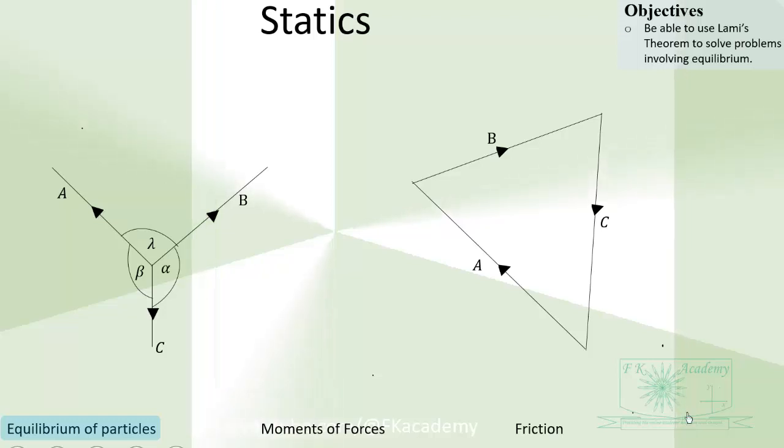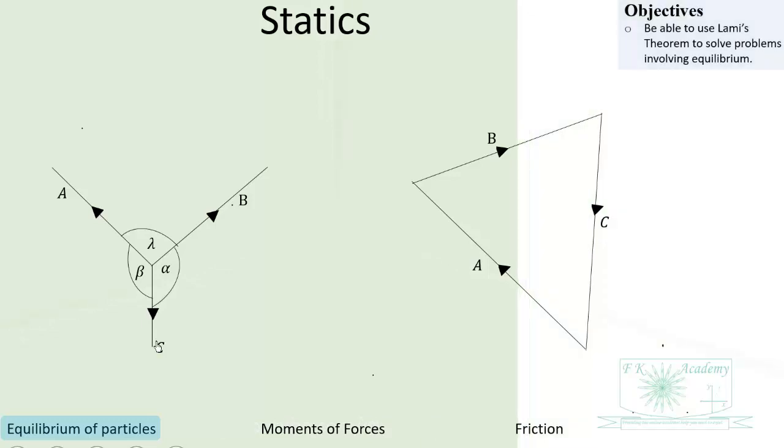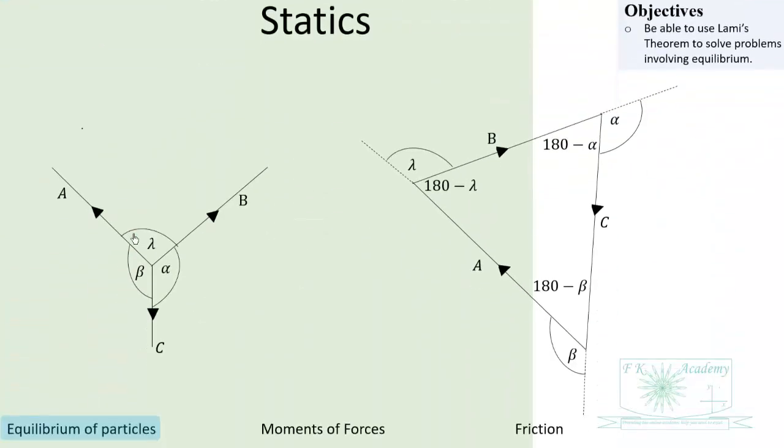Already we considered how we could solve three coplanar forces in equilibrium by using triangles of forces. This time, let us see how we can use Lami's theorem to solve three coplanar forces in equilibrium. So we can see three forces here, three coplanar forces in equilibrium, A, B, and C with the angles between them. And we can illustrate this in a triangle as you can see.